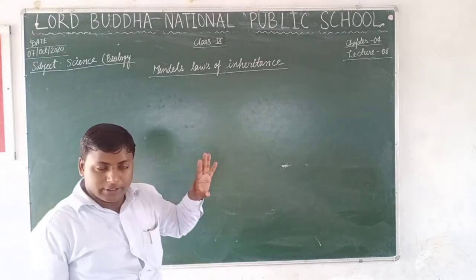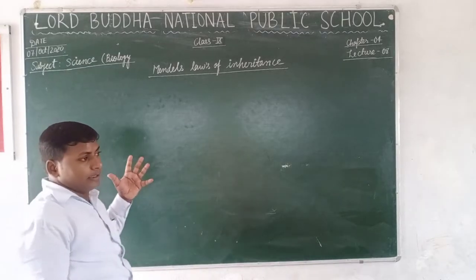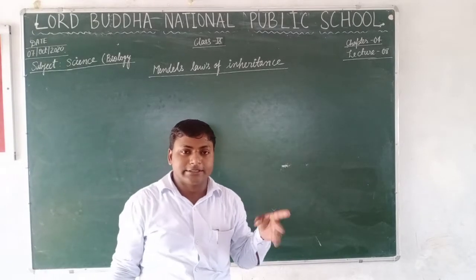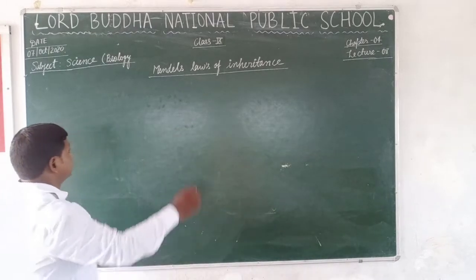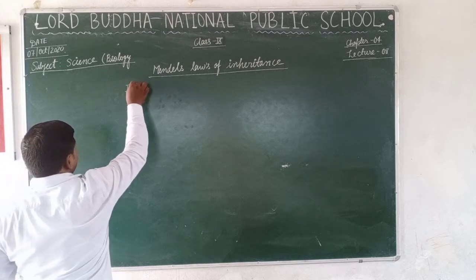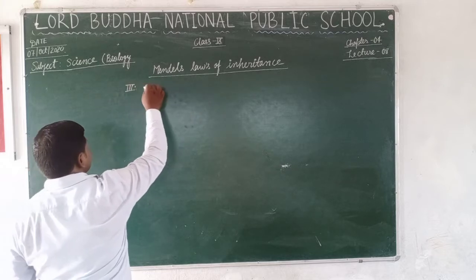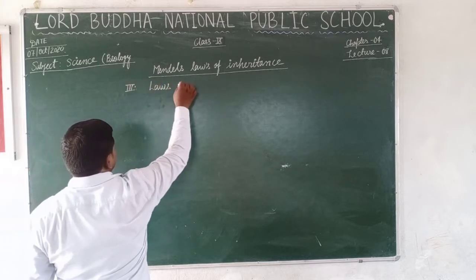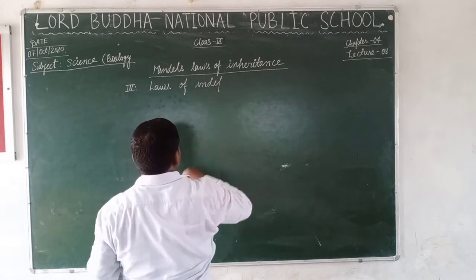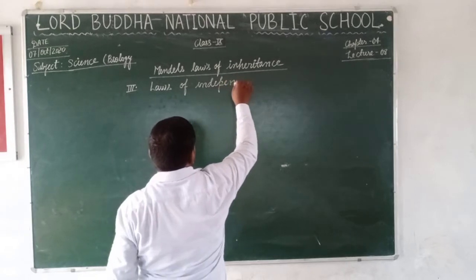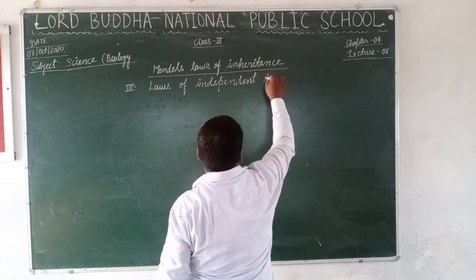In the previous lecture, you all studied Mendel's first law of dominance and the second law of segregation, or purity of gametes. Now we are going to discuss Mendel's third law, that is the law of independent assortment.